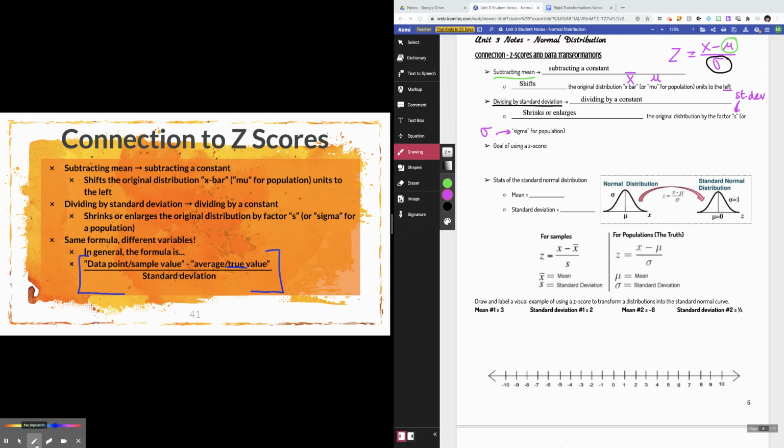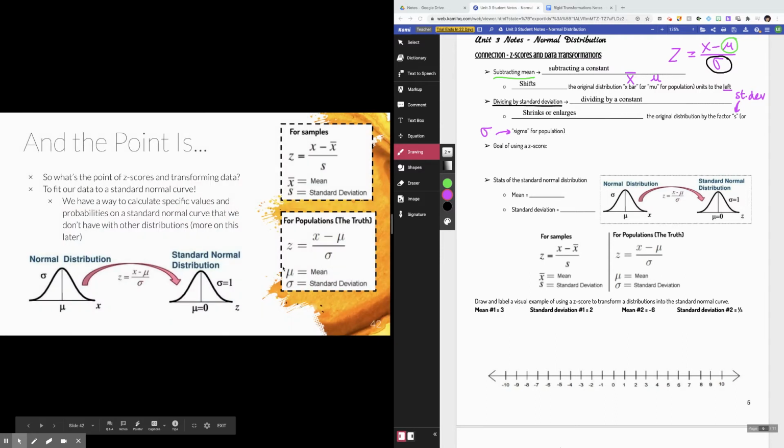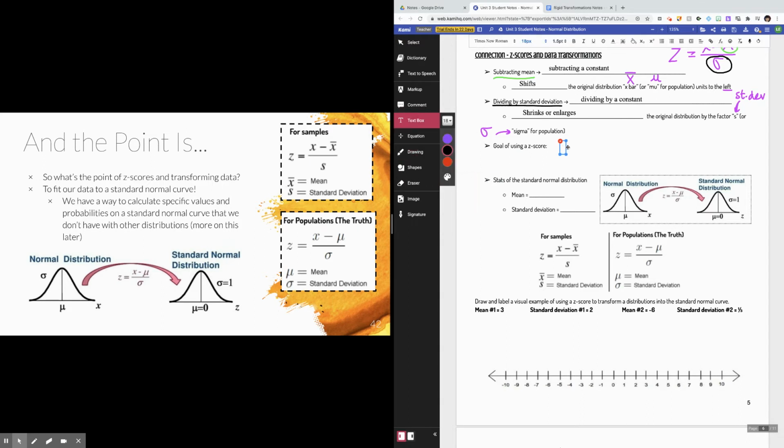So then when you go and do this, you may be thinking, okay, great, that kind of makes sense, but why am I doing this? Why do I have to convert my data to a z-score? What's the point? The whole point of using a z-score and standardizing your data is so that you can fit your data to something called a standard normal curve. So the goal is to fit your data to a standard normal curve. Sometimes you'll hear it called a standard normal distribution.